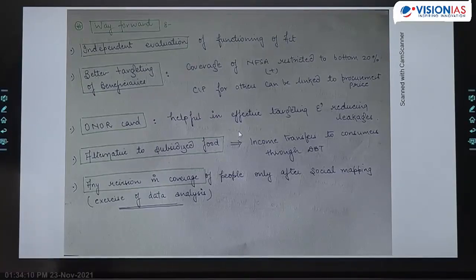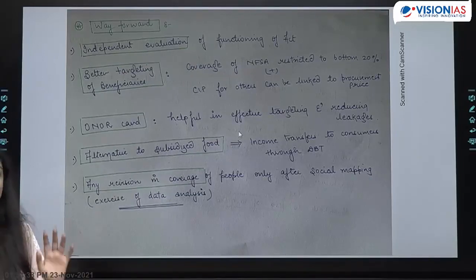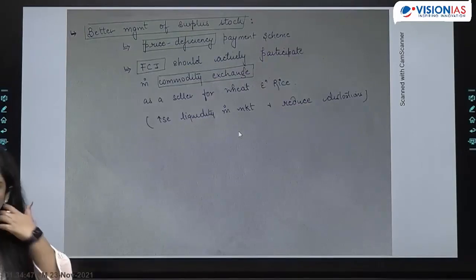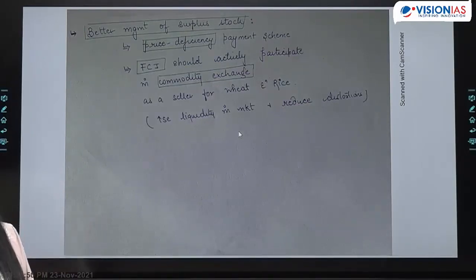Is that very clear? And if you are making any revision with respect to the coverage of the people, it has to be on the basis of social mapping. That is, evidence-based decision making has to be there. There has to be collection of credible data, and based on that, any kind of revision with respect to the ambit of the subsidy should be made. As in, whosoever would be able to access the benefits of the subsidy, you should make sure that whatever alteration that you are doing, it is on the basis of social mapping. Is that very clear? Social mapping is the evidence-based policy making. Okay? Then better management of surplus stocks. Way forward suggested है कि this is how also it can be done. ठीक?